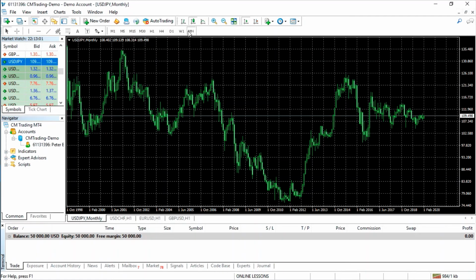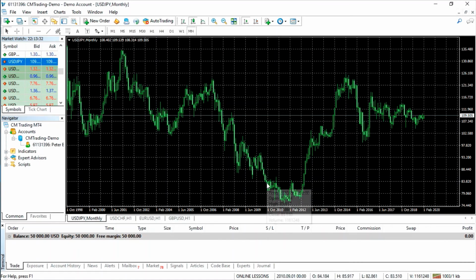Then we have the traders toolbar. The traders toolbar will show your balance, then your equity, then your free margin. The balance is what is in your account. Once you take a trade, once you buy or sell, the market is very simple. The market will either go upwards or it will go downwards.